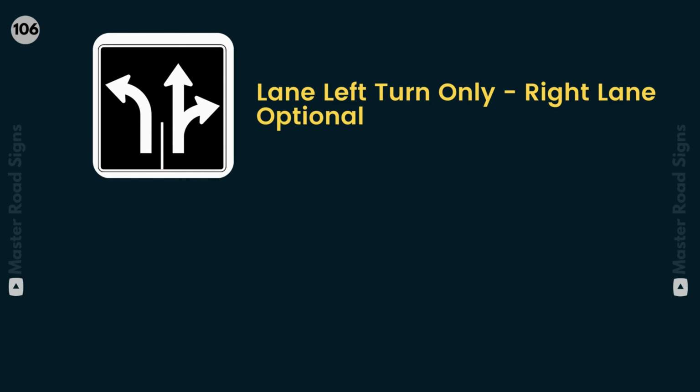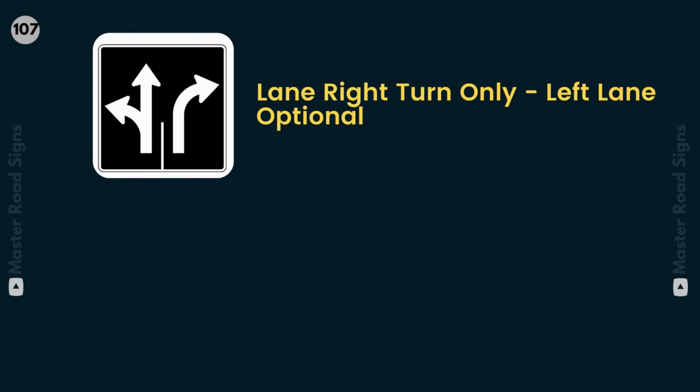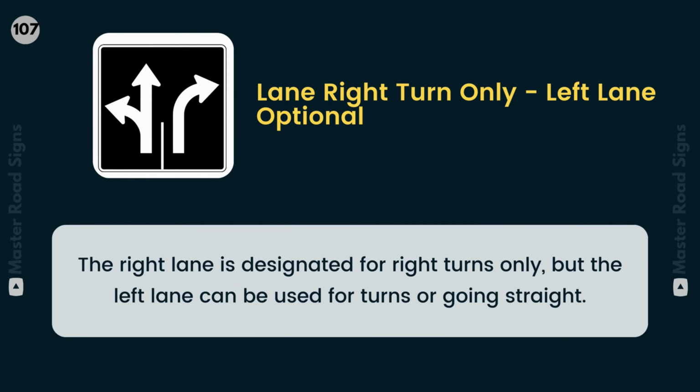Lane left turn only. Right lane, optional. The left lane is designated for left turns only, but the right lane can be used for turns or going straight. Lane right turn only. Left lane, optional. The right lane is designated for right turns only, but the left lane can be used for turns or going straight.